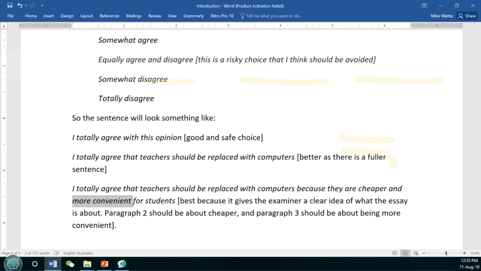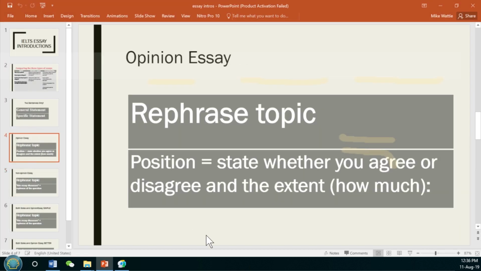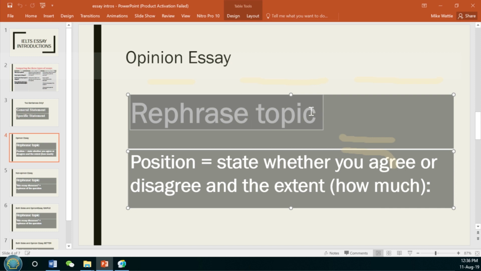But I think this is the safest option, and if you're only going for 7 or below, just totally agree or totally disagree. It'll avoid a host of problems that occur when people are writing these introductions and also essays. So essentially any question that's asking for your opinion can be responded to in 2 sentences. Rephrase the topic and then give your position.